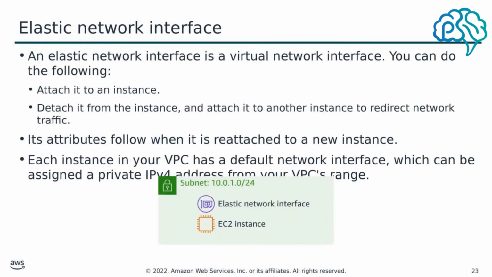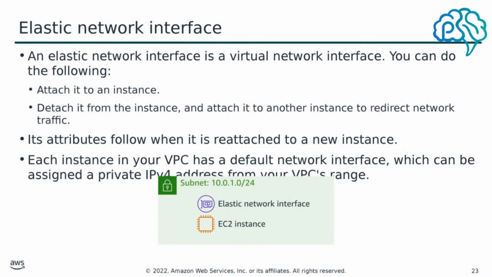So let's talk about an elastic network interface next. The idea here is that an elastic network interface is a virtual network interface that you can attach to or detach from an instance in a VPC. The network interface would then allow you to reattach it to another instance. So why would you want to do this? Well, if you move a network interface from one instance to another, all that traffic would automatically redirect, which is pretty handy. Let's say you're upgrading the size of the EC2 instance. You don't want to have to reconfigure everything. You can just reassociate it.